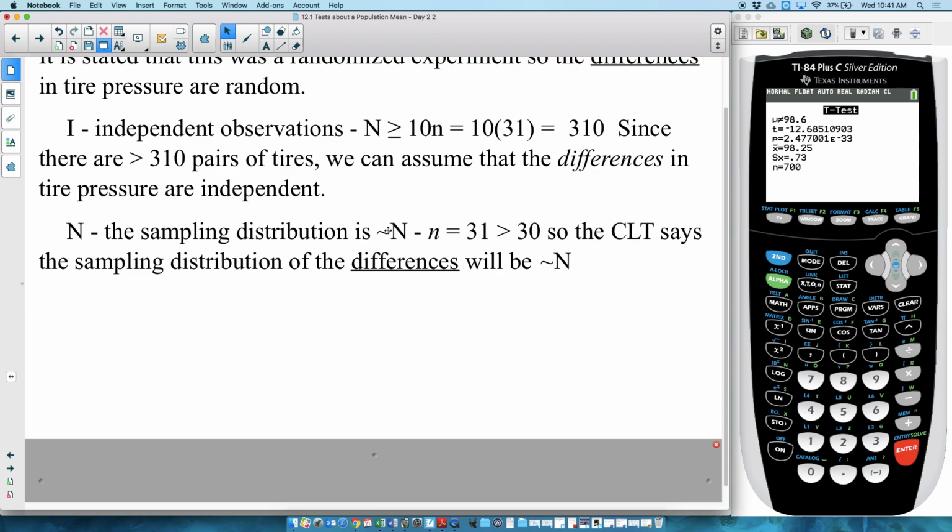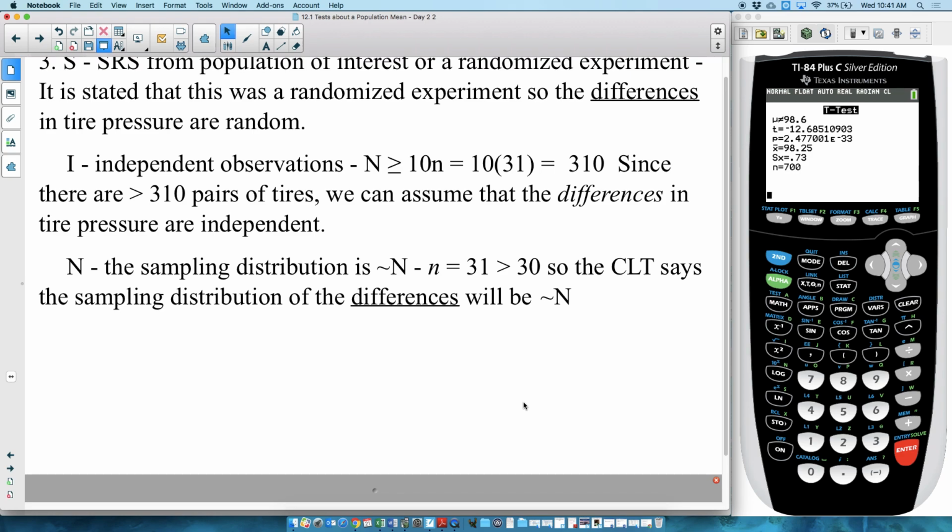We need the sampling distribution to be approximately normal. Since n is 31, which is greater than 30, then the central limit theorem says the sampling distribution of the differences will be approximately normal. See how I kept saying differences in every single check?